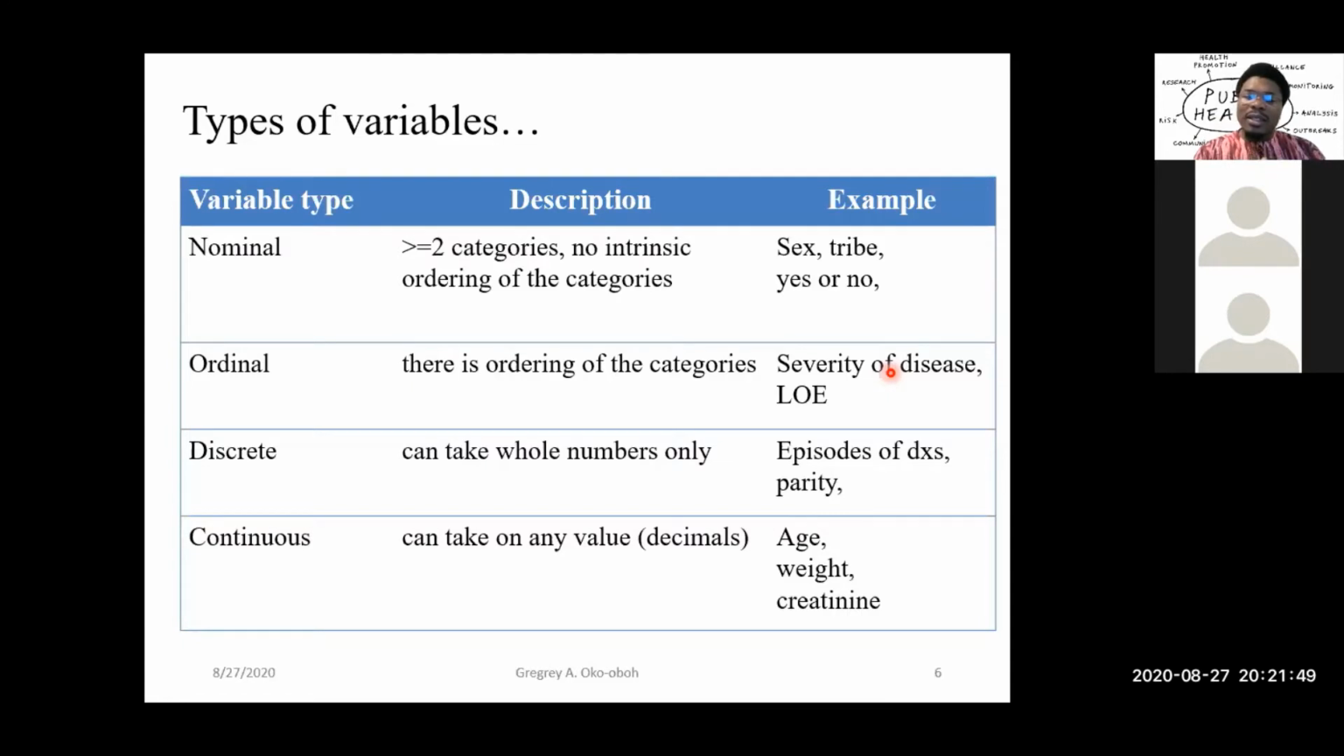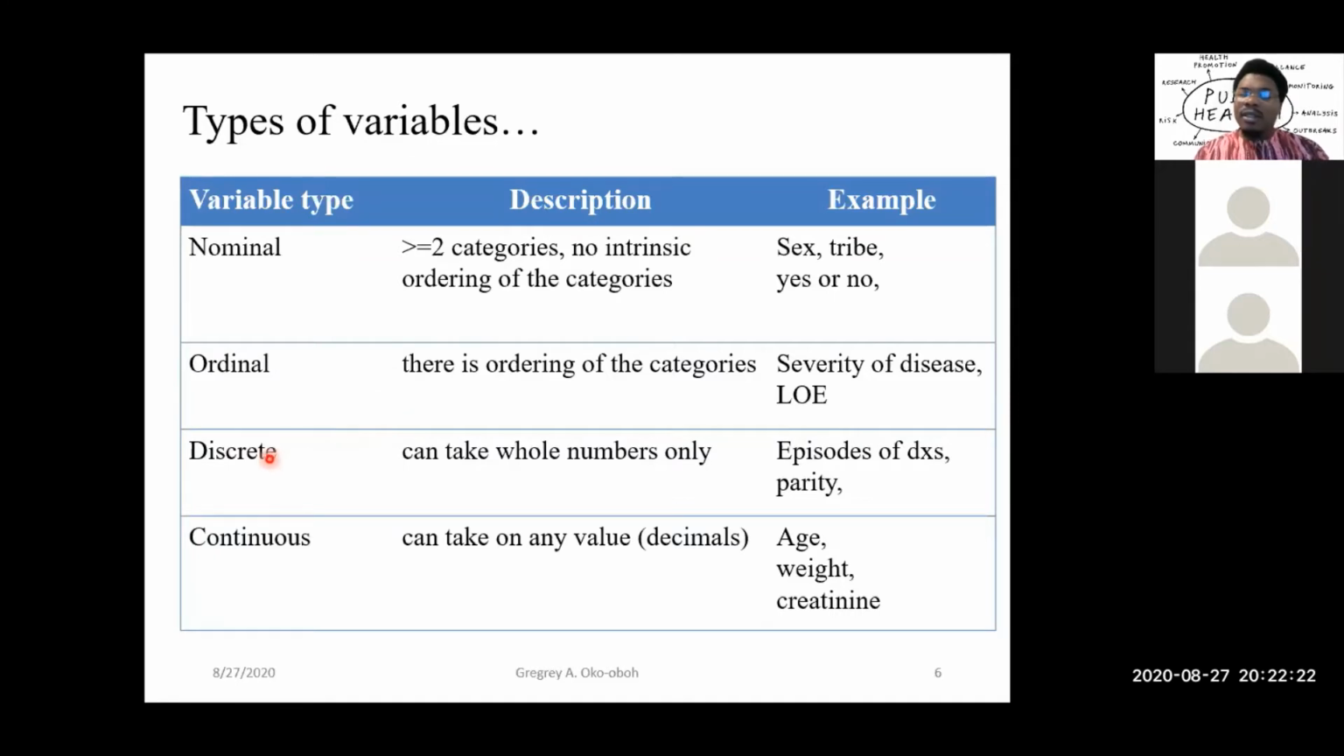Even though these variables can be placed into categories, the categories that they assume confer an order or a rank. So another example is the level of education: primary, secondary, tertiary, is another ordinal variable. So remember, both nominal and ordinal form the qualitative variables. So these are variables that can be put into categories.